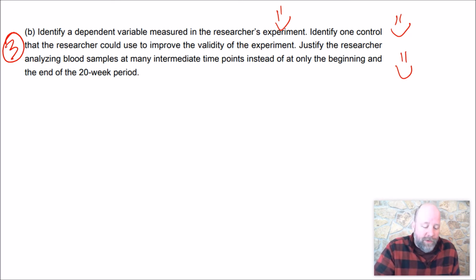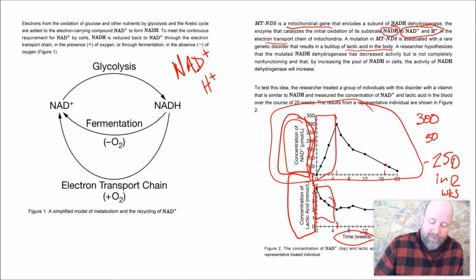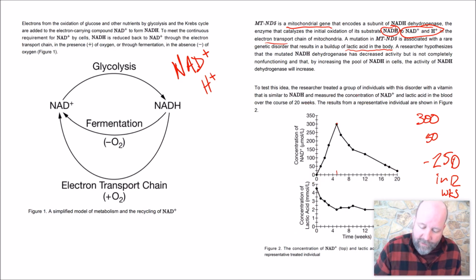Identify one control that the researcher could use to improve the validity of the experiment. So let's look at this again. So the test said treated a group of individuals with the disorder with a vitamin that's similar, and then watch what happens. So we don't have a control group at all. There's nobody. We want a group of individuals with the disorder that didn't get the vitamin, right? That would be a control. That would be perfect. It would be all of the factors except for the vitamin.